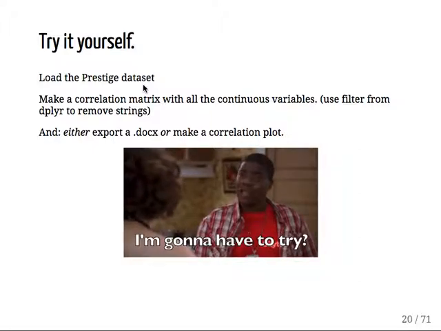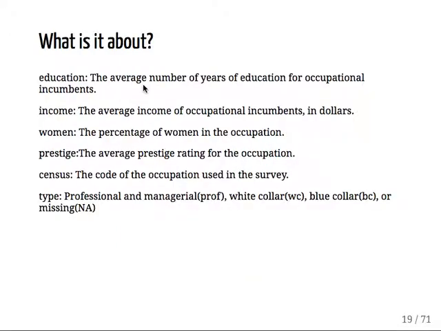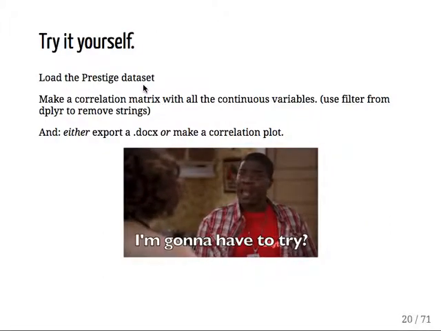So what I would like you to do is try to load your prestige dataset and make a correlation matrix with all the continuous variables. Remember, some of these are not continuous because, for example, type is categories, yeah? So everything which has numbers in it and can be interpreted as a number, but don't just look at numbers, because the numbers might also be codes. Everything that is sensible as a continuous number is what I would like you to use.